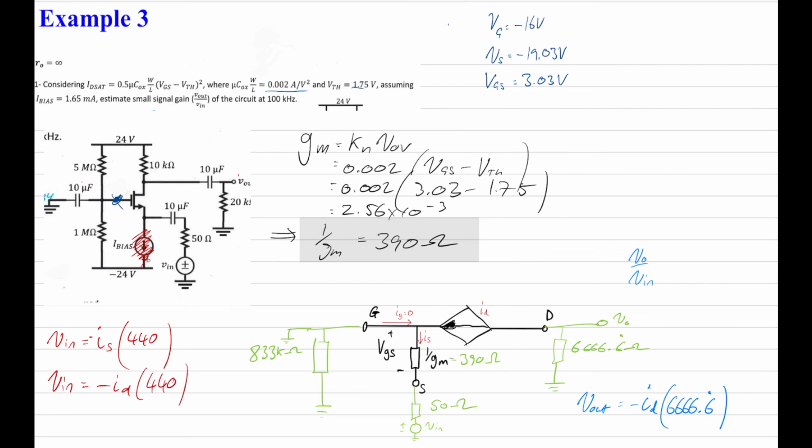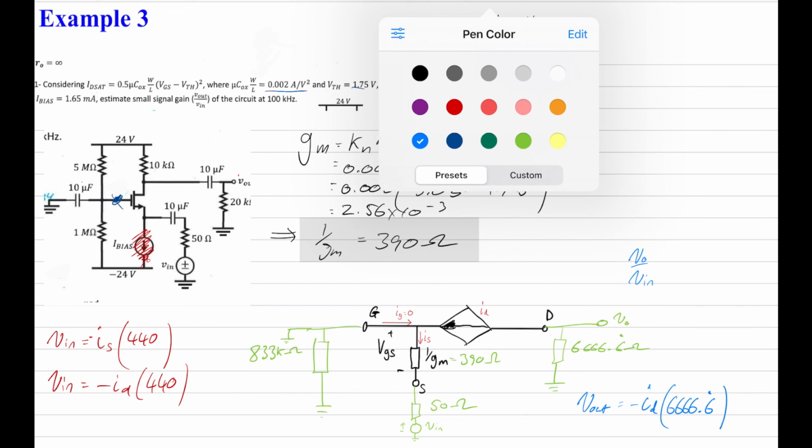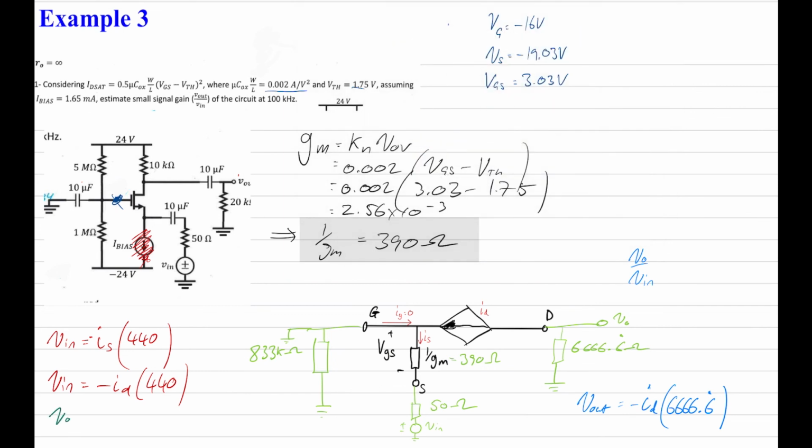And therefore we can say, let's go back to, let's do darker green. Therefore we can say that V out on V in equals minus ID, 6666.6 recurring, on minus ID 440. And that equals 15.15. And that is the small signal gain at high frequency.